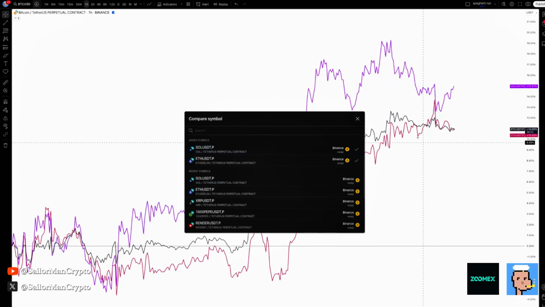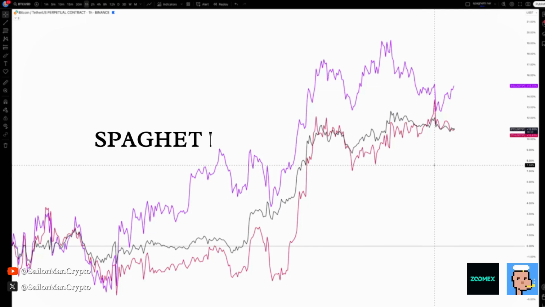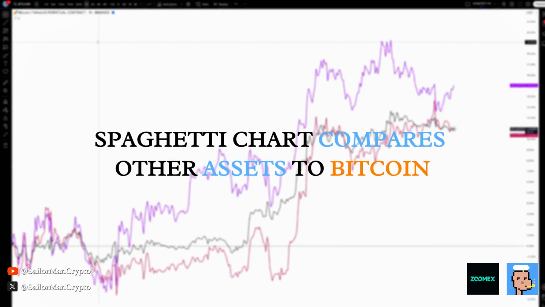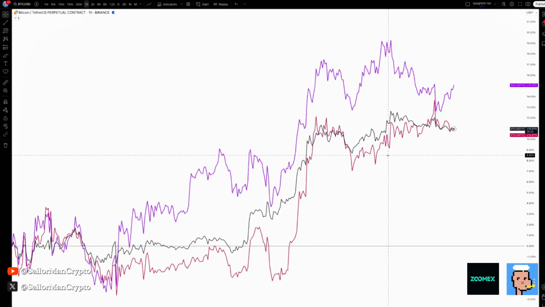So what is happening now? The spaghetti chart is showing us, in the time frame we have selected, the behavior of the other assets compared to Bitcoin. To give you a quick look, really in the blink of an eye, of what is performing better and what is performing worse compared to BTC. So you see Solana is the violet, Bitcoin is the black, and Ethereum is the red.